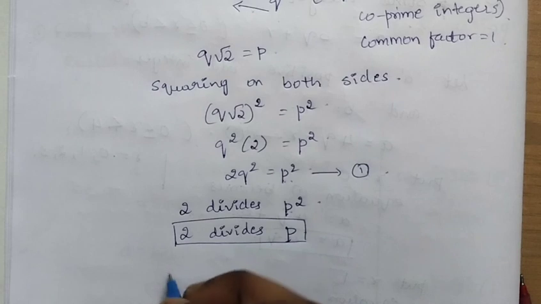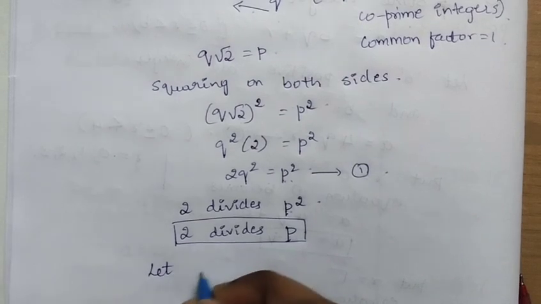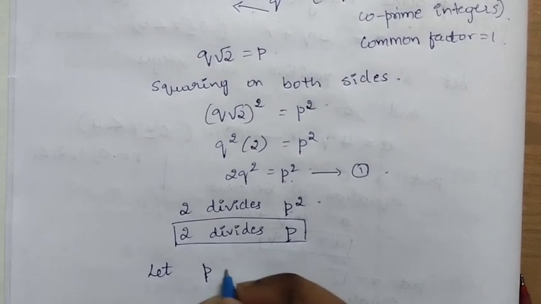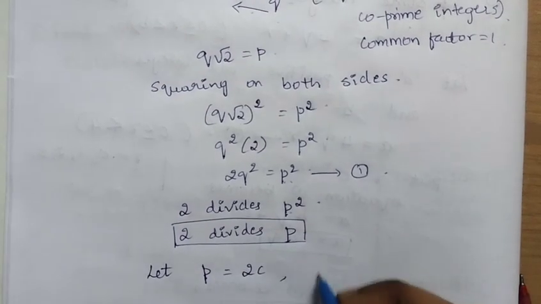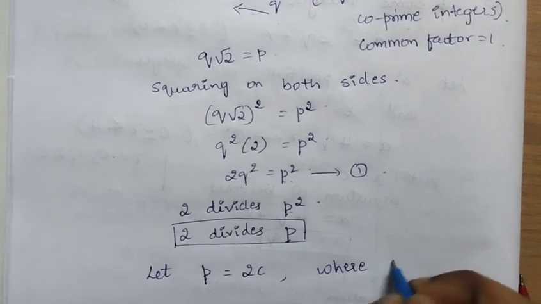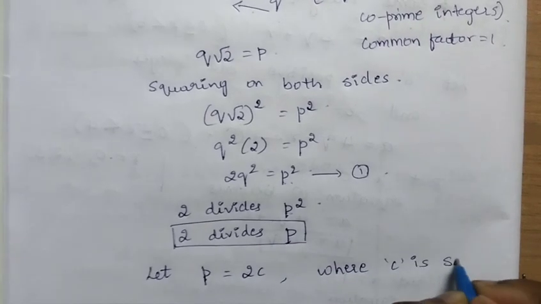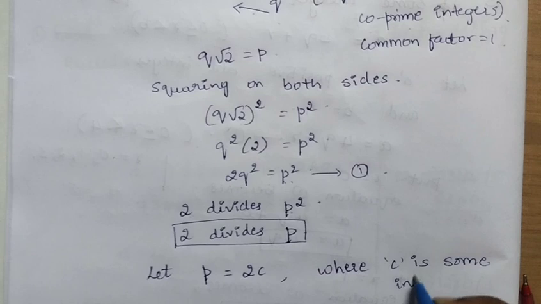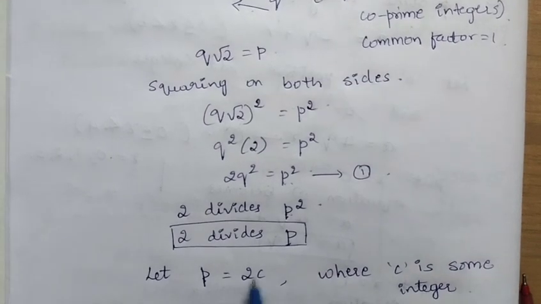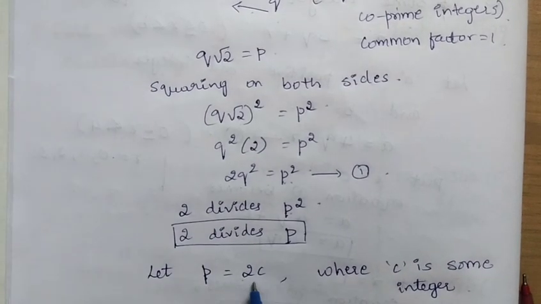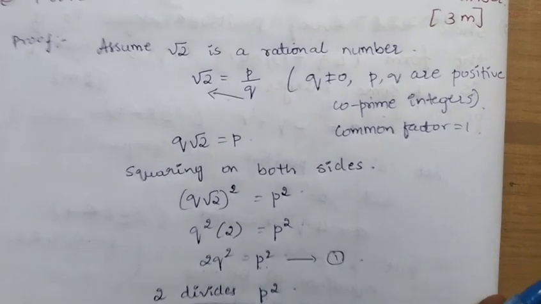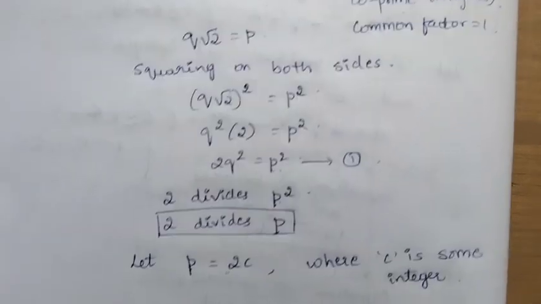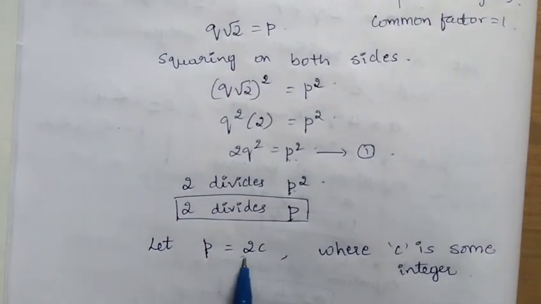Next, we can assume that p is equal to 2c, where c is some integer. Now you can ask, why have we taken only 2c, why can't we take other numbers? Because we have to prove that root 2 is irrational, so I have taken it as a multiple of 2. p is equal to 2c.